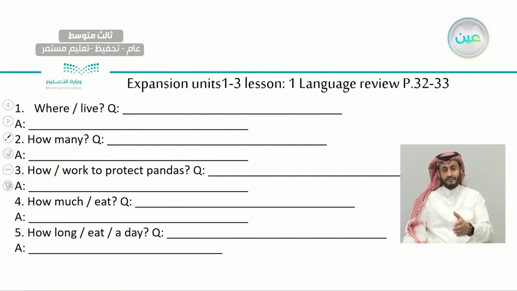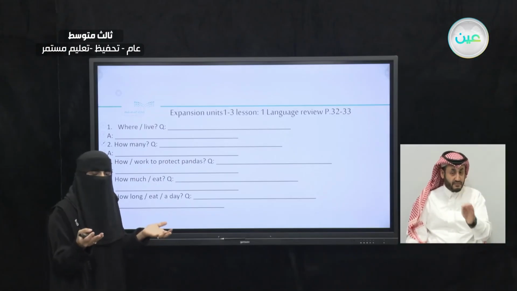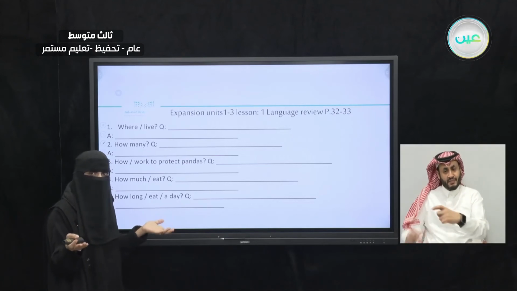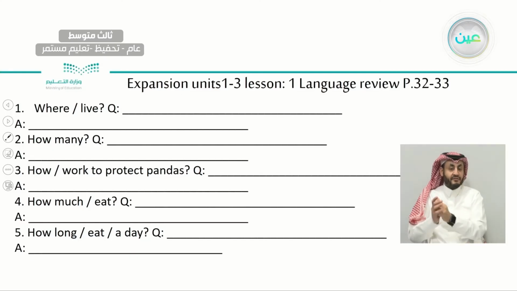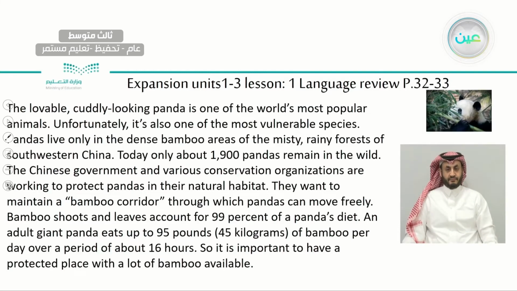Okay. Beneath the reading, you have these prompts to help you form the questions. We have words from 1 to 5. So for number 1, we have "where, live." So what will we have to ask about? Where do pandas live? Okay, so we will ask about the place where they live. So write the questions, use these words to help you form and construct the question. Then look at the answer from the reading. Use the reading to answer it, okay?